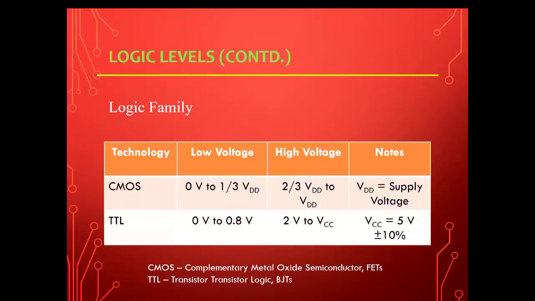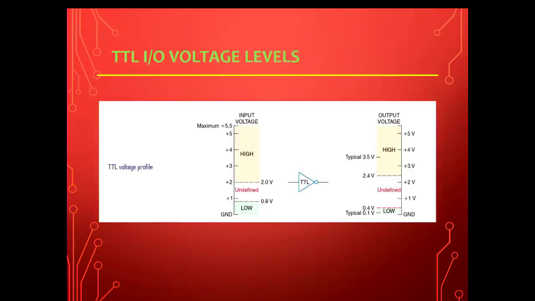And in TTL, the low voltage is from 0 to 0.8 volt. This is how it is considered. And high voltage is anything from 2 volts to VCC. And we'll see how in different technologies the input-output voltage levels change. So this is a TTL technology. If you look at the voltage profile here, low is considered 0 to 0.8, which we mentioned in the previous slide, and then anything from 2 to 5 or 5.5 is considered high.